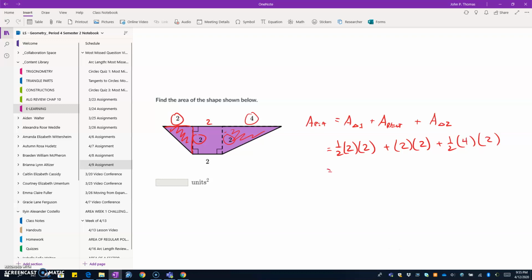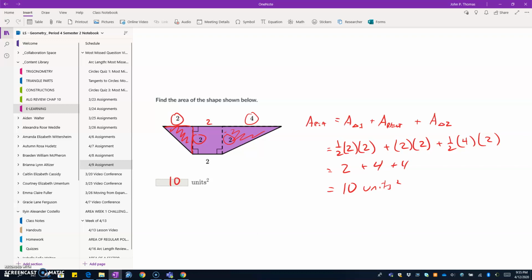Now I've got 1/2 times 2 times 2. That's going to be a 2. 2 times 2 is 4. And then 1/2 times 4 is 2, times 2 is another 4. That takes me up to 10. Alright, so on this one, we're looking at 10 units squared, and that would be the total area, 10 units squared.